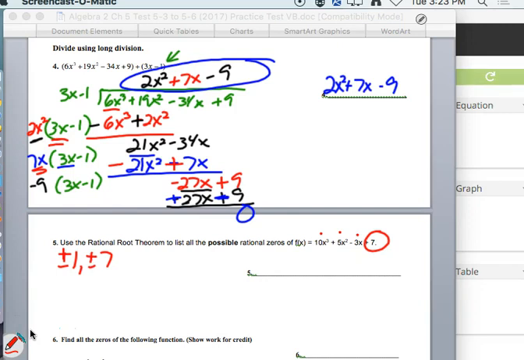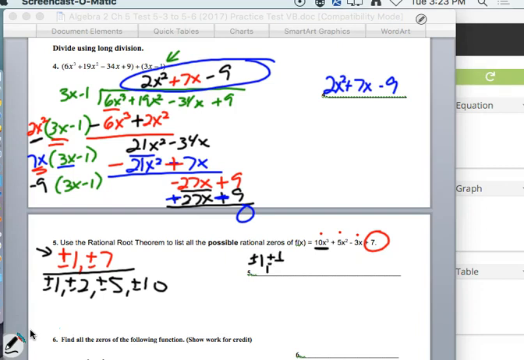And then the bottom of our fraction comes from factors of the leading coefficient, which in this case is 10. So plus or minus 1, plus or minus 2, plus or minus 5, plus or minus 10. And then we actually write out the fractions that exist for this problem. So we take this 1 on top and put it over everything that we see in our denominator there. So plus or minus 1 over 1 is 1.